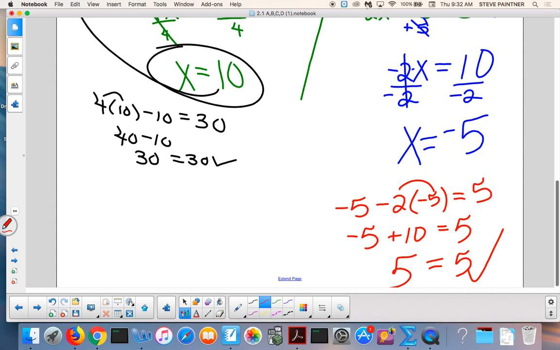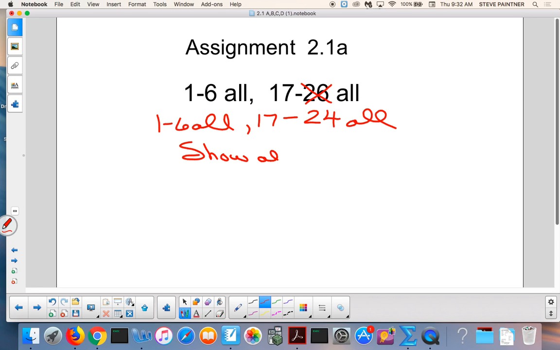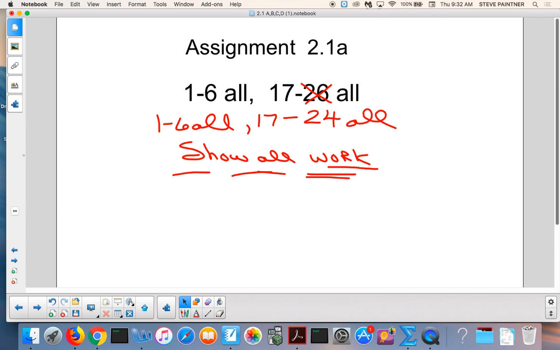Hey, your assignment's a little wrong. Hang on. This is not 26, it's 24. If you guys are wondering why you get 3 out of 5, 4 out of 5, and you've been doing the entire homework assignment, it's because you don't show work.